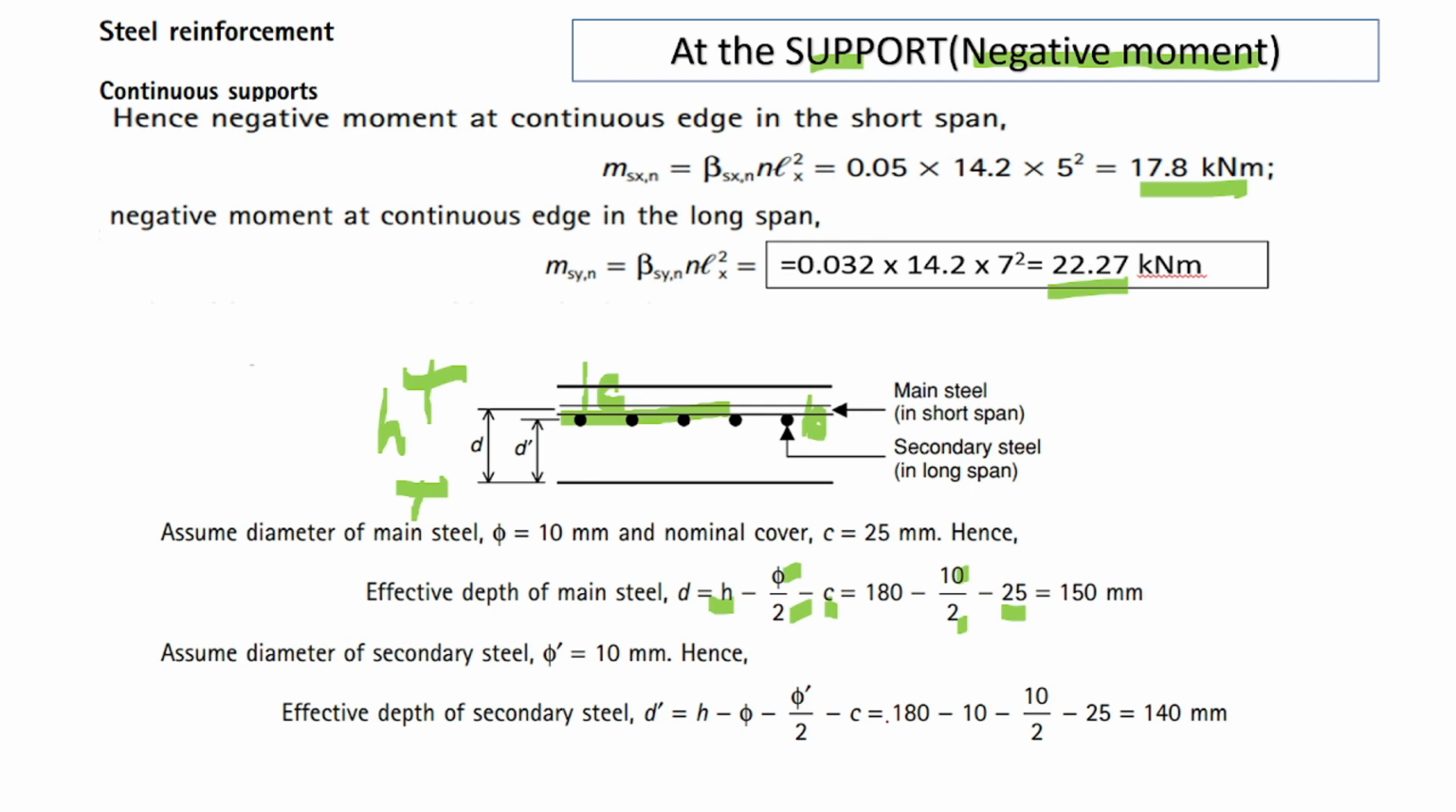For the secondary, this is the secondary reinforcement. Up to here you have h, you just subtract another 10, and then 10 over 2, and then the concrete cover, which is 25. That's why your secondary is just 10 millimeter smaller than the distance of the main bar.